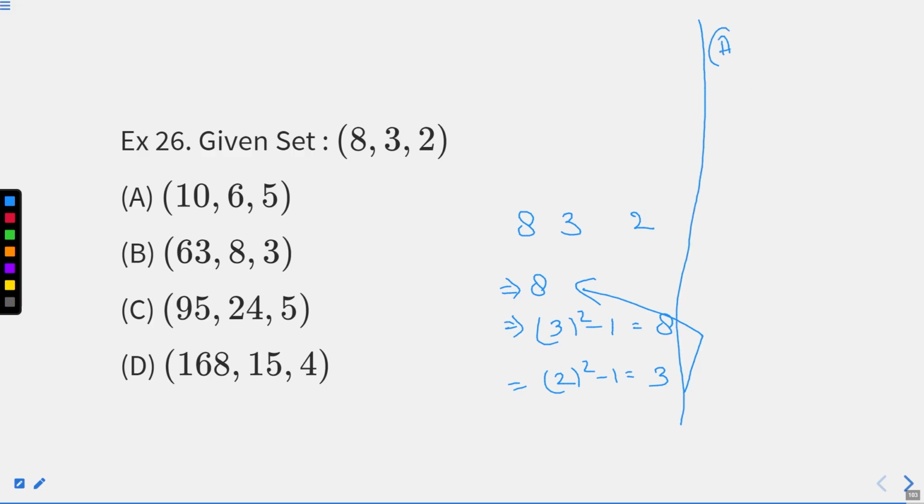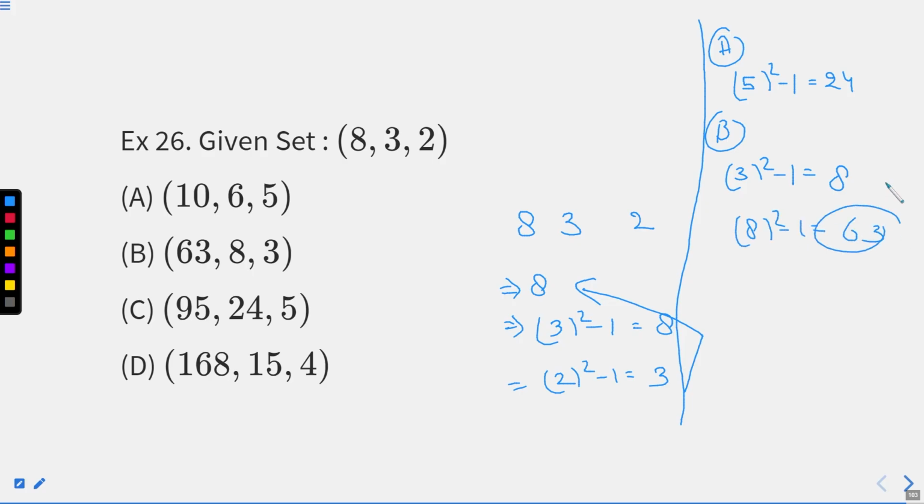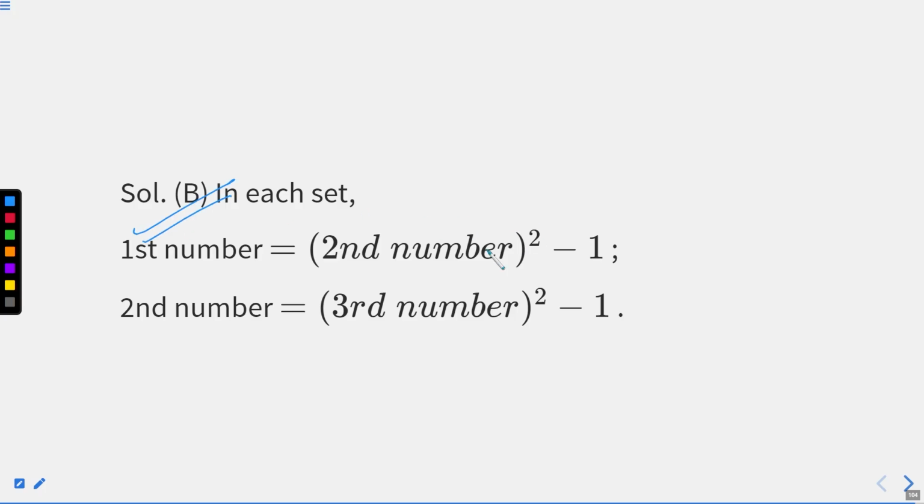Let's say A, this is the first part we implemented. So if we implement 5 square minus 1, what are we getting? We are getting 24. Not satisfying. Okay, option B, what does it say? 3 square minus 1 gives us what? 8. Okay, this particular thing is satisfied. Then 8 square minus 1 gives us 63. This is also satisfied, right? So option B is satisfying. I think directly this is your answer. You can see here as well, right? And the procedure is the same, right? I hope you got both the answers.